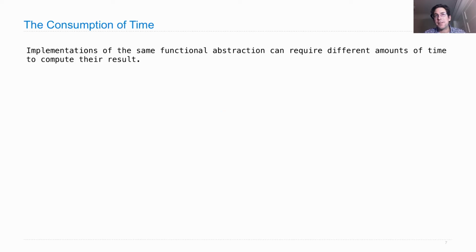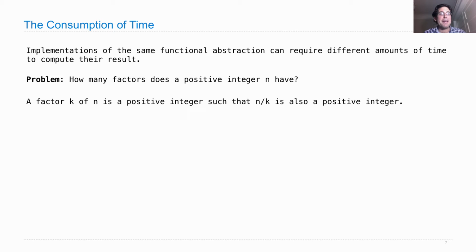So implementations of the same functional abstraction can require different amounts of time to compute their result, because they may take different strategies to compute that result. Let's look at an example.